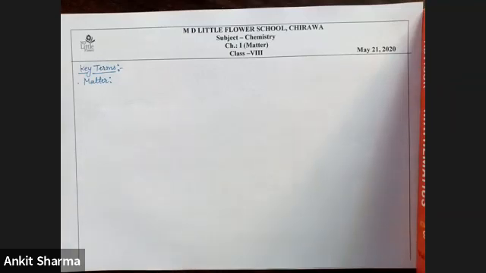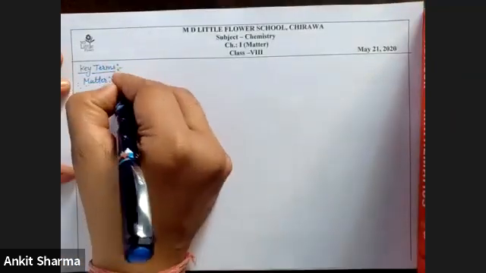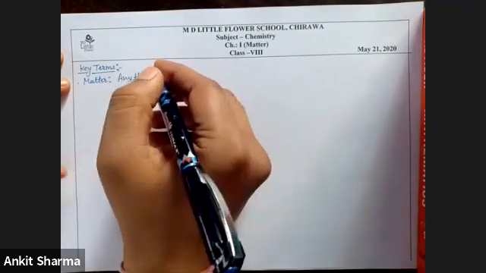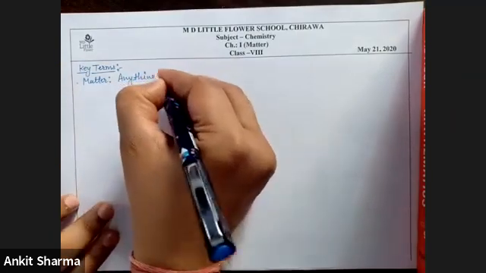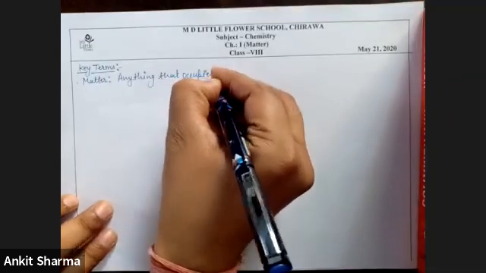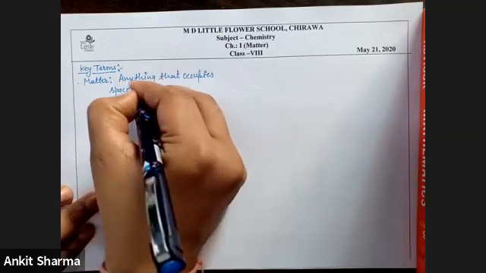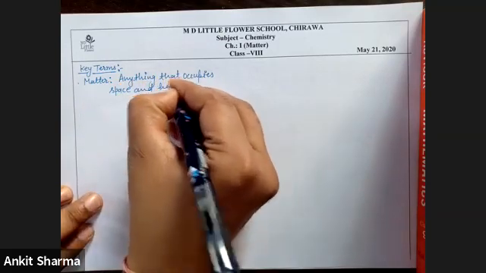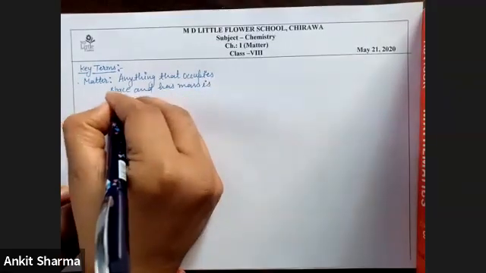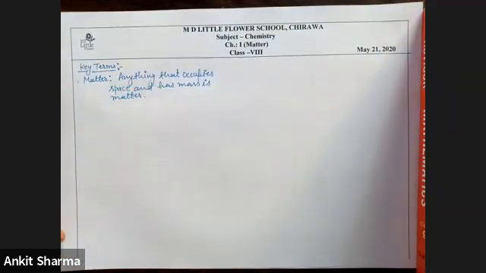So how can we describe matter? Anything that occupies space and has mass is matter. So that is the definition of matter.